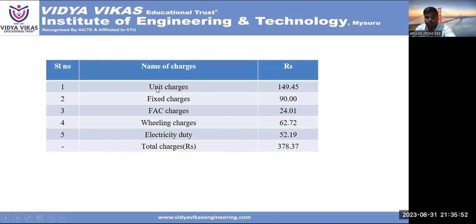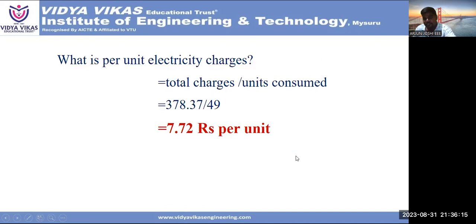Now I'm going to put it in one table. Unit charges 149, fixed charges 90, fuel adjustment charges 24, wheeling charges 62, electricity duty 52, total charges 378. Okay, then what is the rupees per unit? You need to divide 378.37 by 49. What is the per unit electricity charge? That is nothing but total charges divided by units consumed. 378.37 divided by 49 is 7.72 rupees per unit, including all the charges.